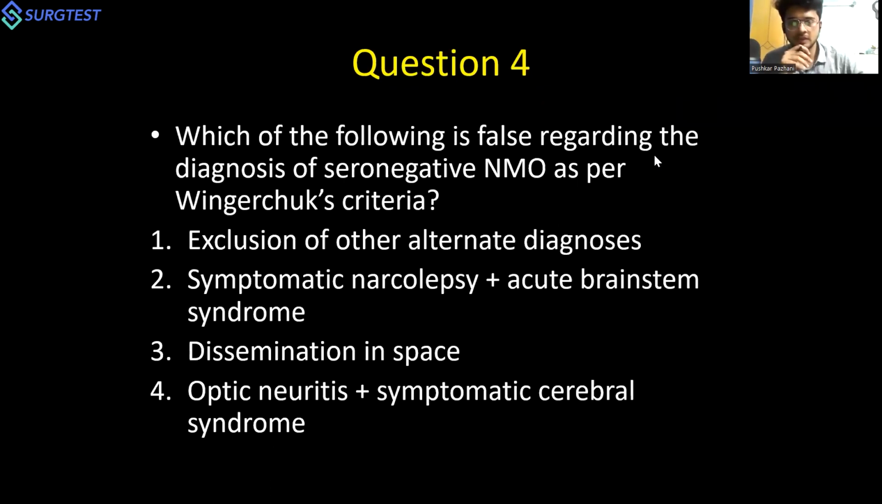I think this one is a little bit difficult, so it's good if you are getting it right. Most of you have ticked C. So let's go into the diagnostic criteria and then come back and answer this question.